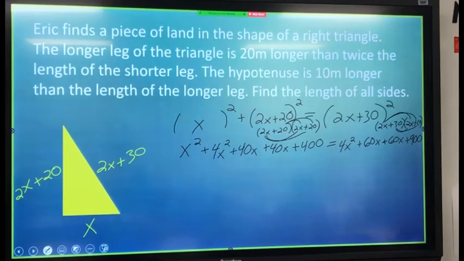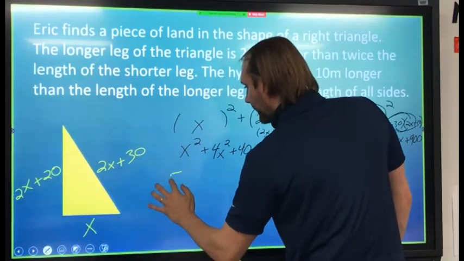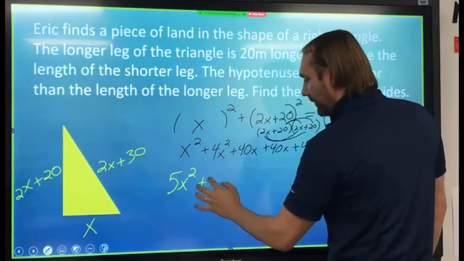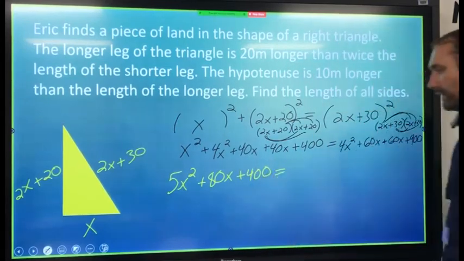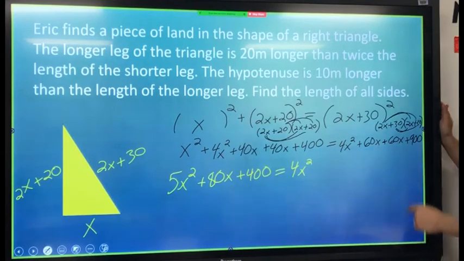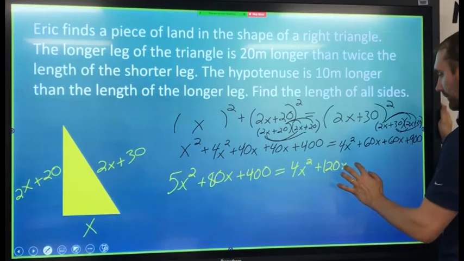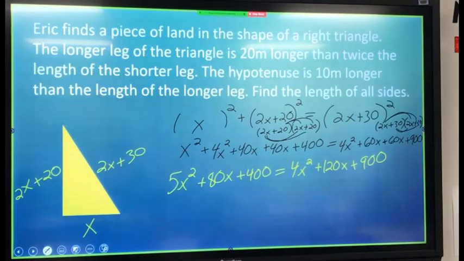Now what should I do? How can I make this prettier? Add like terms. Add my squares: 5x squared. Add my x's: plus 80x. Plus 400. Equals. I just have one squared here, so 4x squared. 60x plus 60x is 120x. And then plus 900.